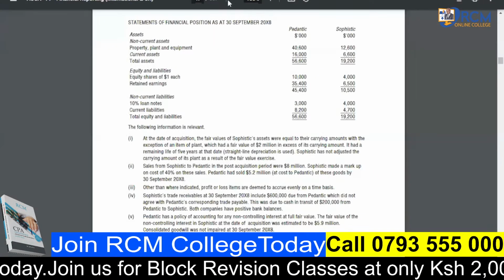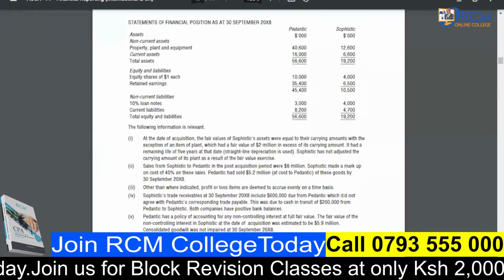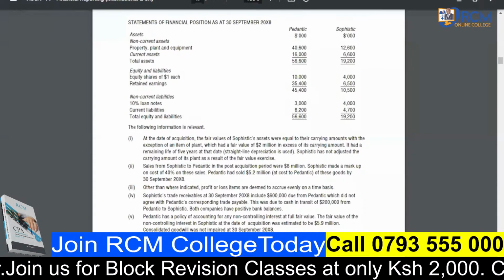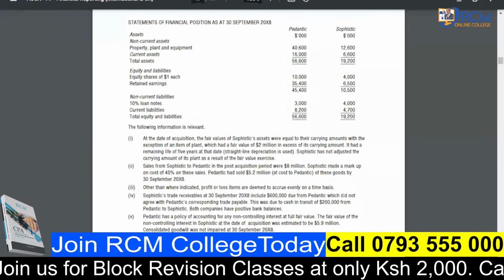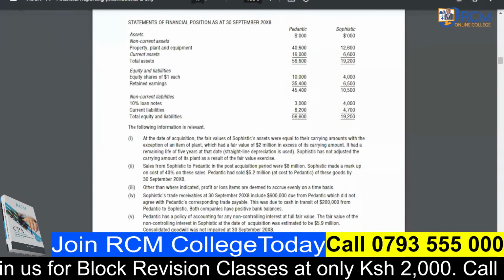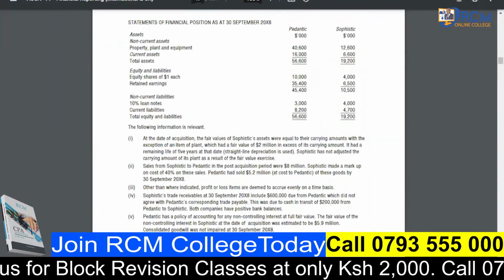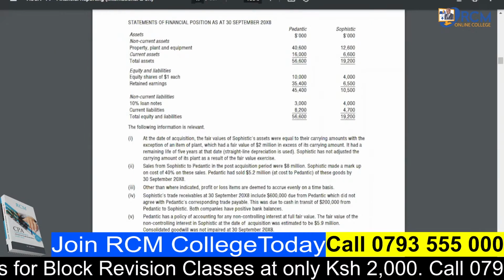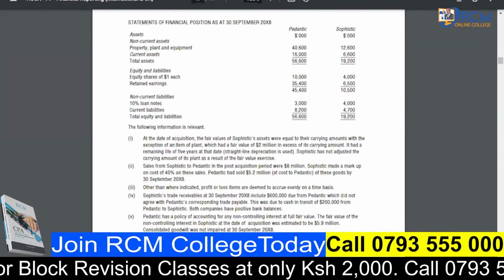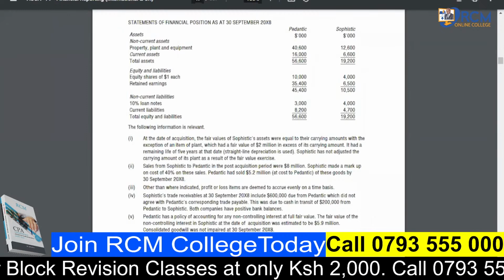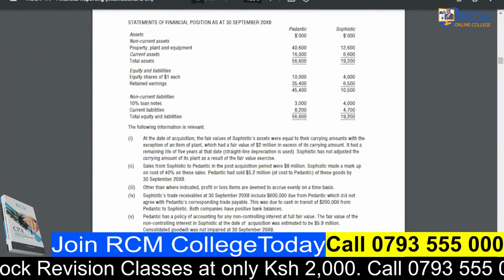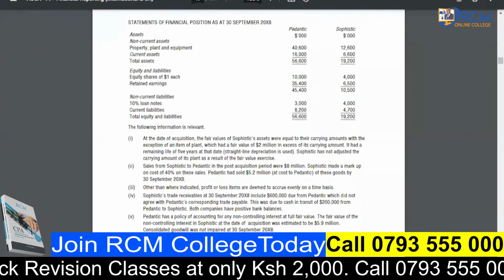Go to the notes. Note number 1: we are picking only things that will affect our statement of financial position, things that will only affect our balance sheet. We are told in note 1 that at the date of acquisition, the fair values of Sophistic's assets were equal to their carrying amount, with the exception of an item of plant, which had a fair value of 2,000 in excess of its carrying amount. Yes, I'm speaking of thousands, not millions.